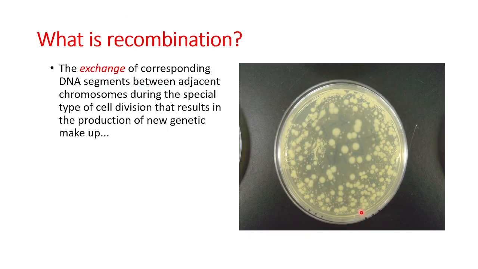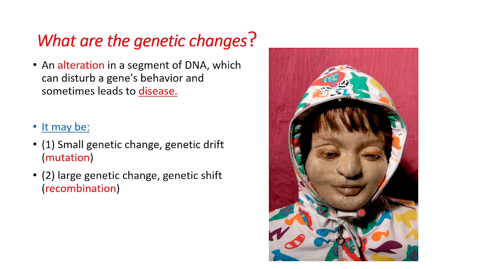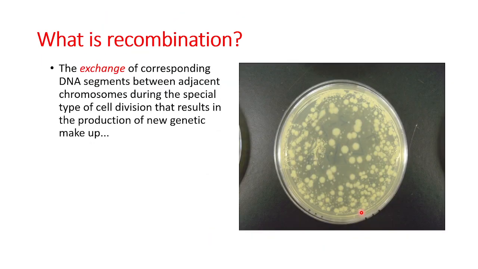Whereas what is your recombination? So recombination is the exchange of corresponding DNA segments between adjacent chromosomes during the special type of cell division that results in the production of your new genetic makeup. So in the previous case what we saw, it is just a single nucleotide which is being changed to a different type of nucleotide. But here what we see, we are changing the entire DNA segment. So this is a large genetic change, like we said here, which is causing a genetic shift. So this is what we are trying to convey.